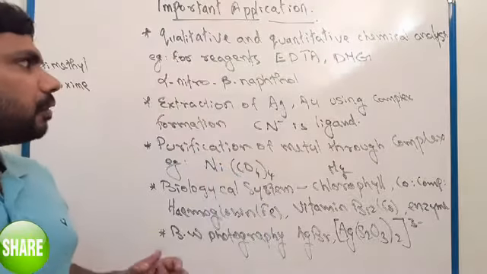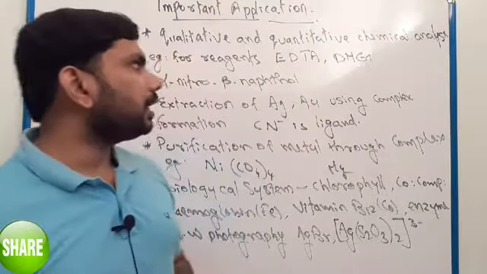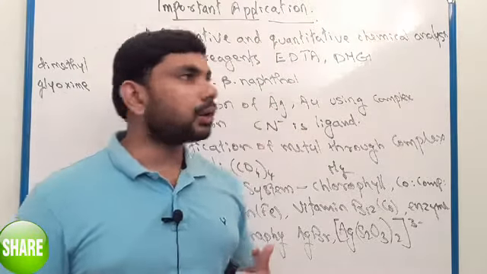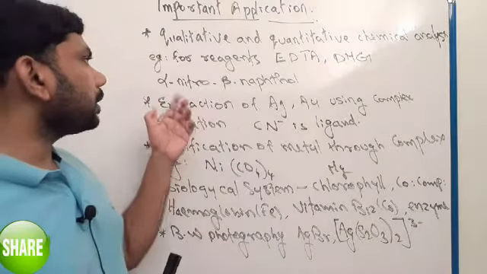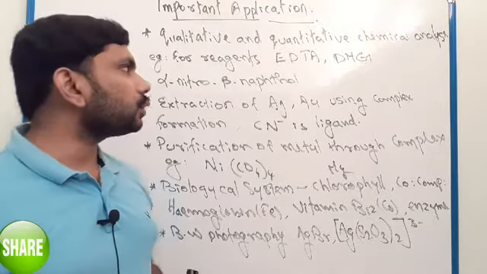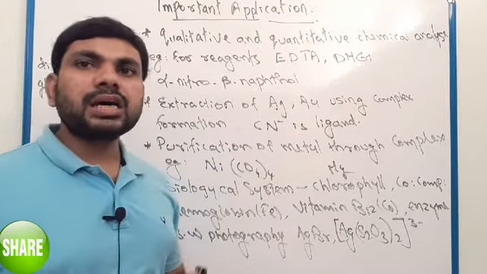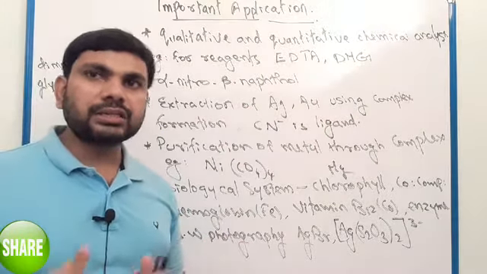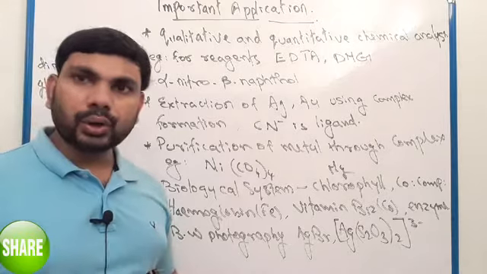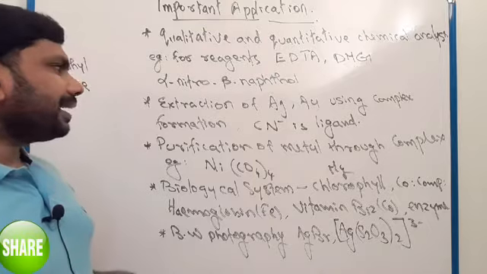Examples of such reagents are EDTA, ethylene diamine tetraacetate, dimethylglyoxime, DMG, and another one, alpha nitro beta naphthol. These are some examples of reagents used for chemical analysis, and these are coordination compounds. Another one is extraction.